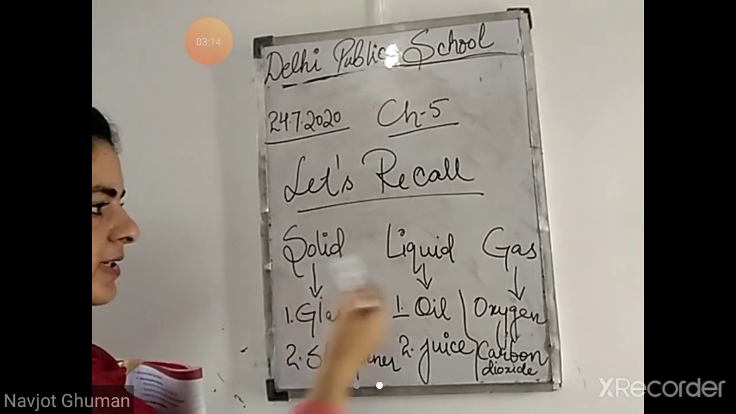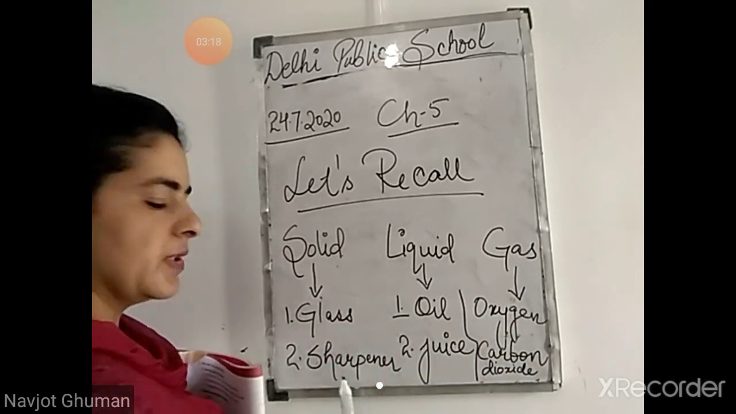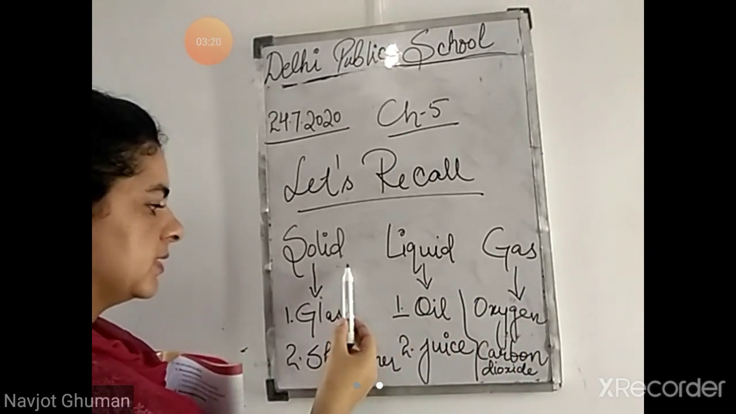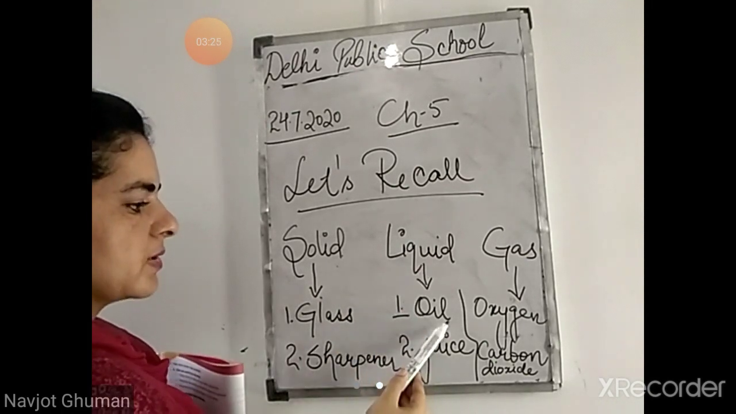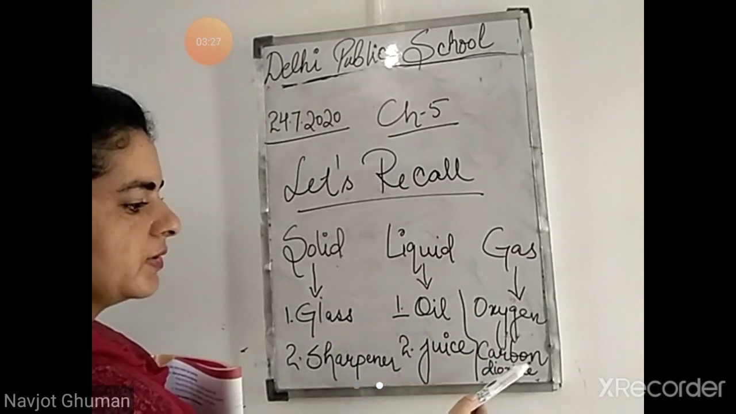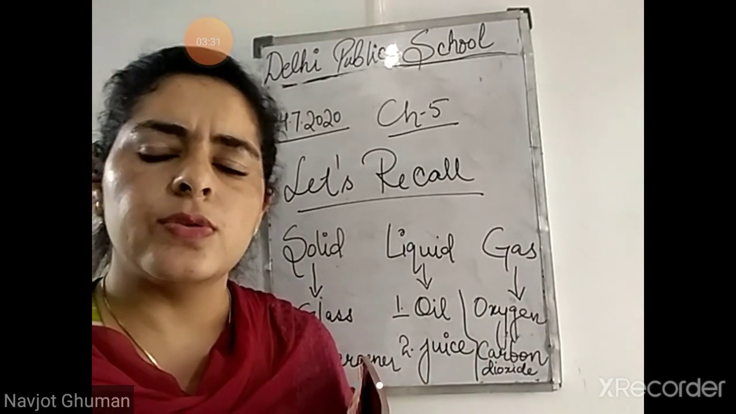What did they ask? They asked about the 3 states of matter, that is solid, liquid and gas. Then 2 examples of each. 2 examples of solid, we have written glass and sharpener. Liquids, oil and juice. Gas, oxygen and carbon dioxide. So you can write from your own side also any 2 examples.